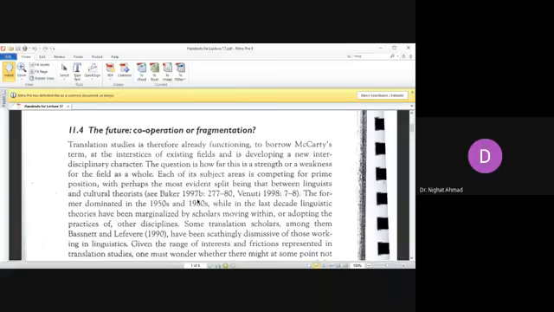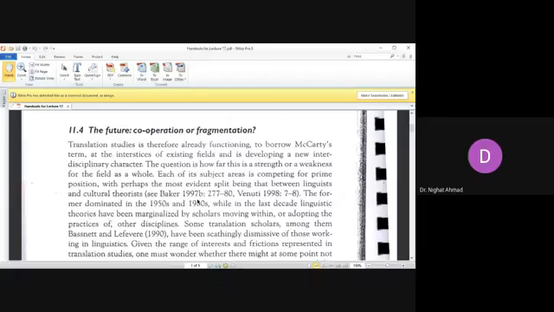exact. Okay. The translation studies, therefore, already functioning, to borrow McCarthy's terms, at the intersections of existing fields and is developing a new interdisciplinary character. The question is how far this is a strength or weakness for the field as a whole. Each of its subject areas is competing for prime position, with perhaps the most evident split being that between linguists and cultural theorists. The former dominated in the 1950s and 1980s, while in the last decade, linguistic theories have been marginalized by scholars moving within or adopting the practice of other disciplines.